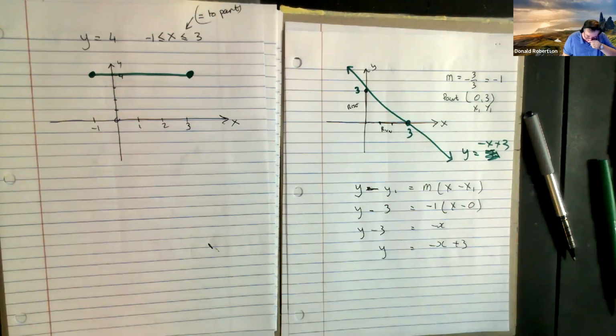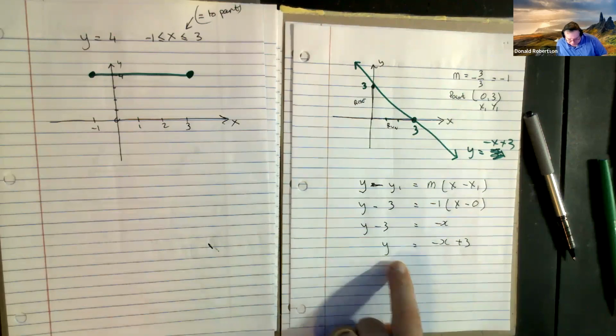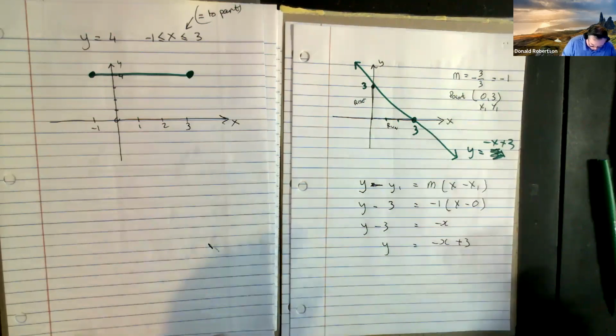So if you want to find the equation of a line, find the slope of that line, find any point that you know for sure is on that line, and use the point-slope equation. And that would be it.